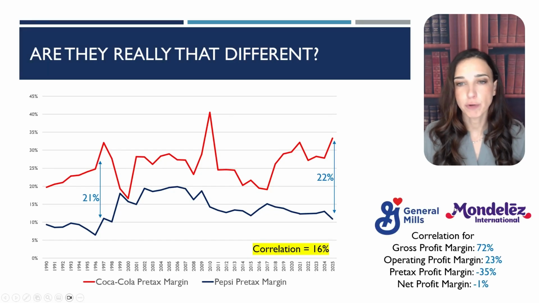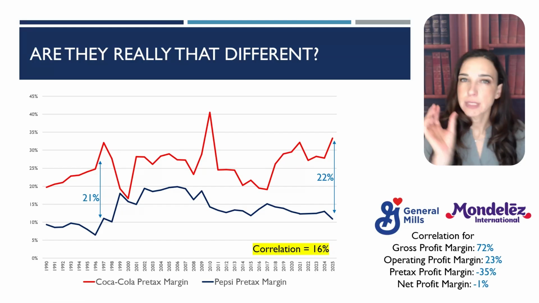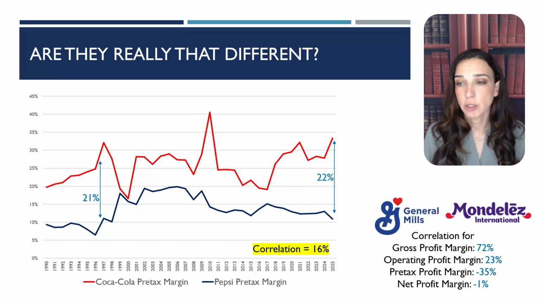Here's another pair of firms just to finish this off. Again, companies that maybe are not as closely tied in our minds, but are definitely competitors in a similar space. We have General Mills and Mondelez International, and they have a similar picture. If we look at their correlation on the gross profit margin, it's about 70%. Once we incorporate operating expenses, it's down to 23%. So we have a lot more factors that the firm controls and that are not just driven by the costs for the industry as a whole.